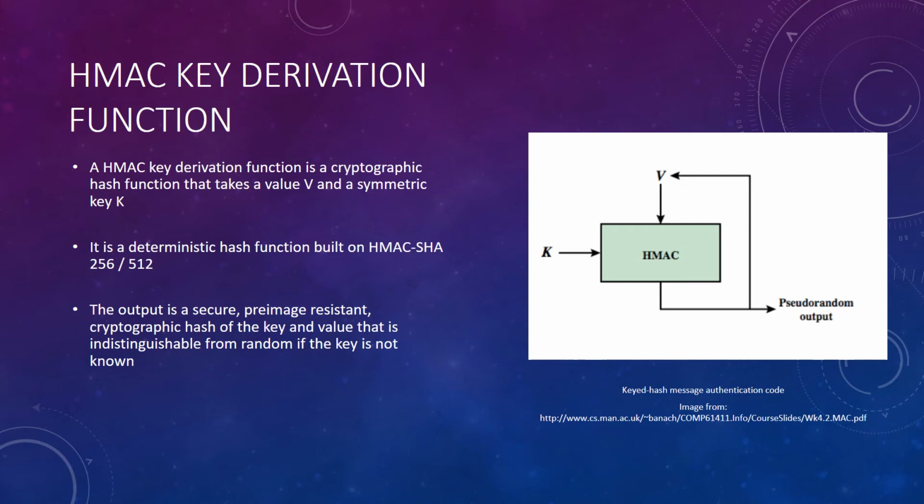In the Signal app, the primitive used is a deterministic hash function built on HMAC SHA-256 or 512. The output is a secure, pre-image resistant cryptographic hash of the key and value that is indistinguishable from random if the key is not known.